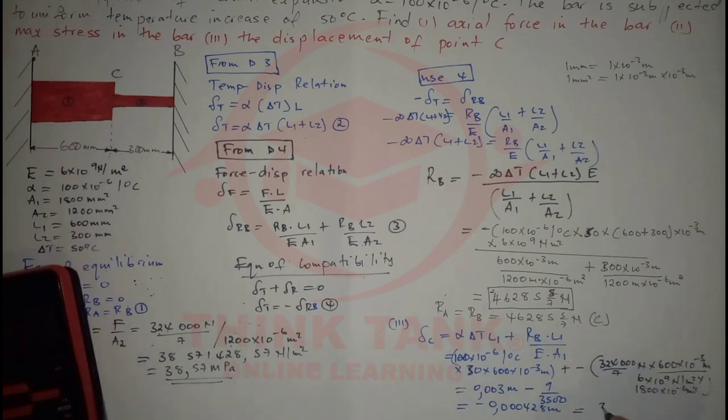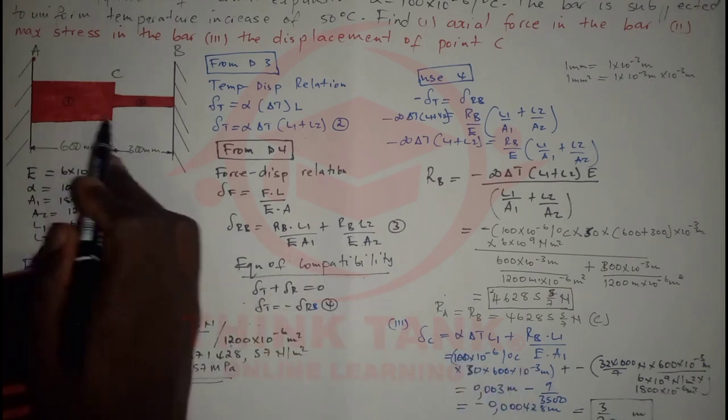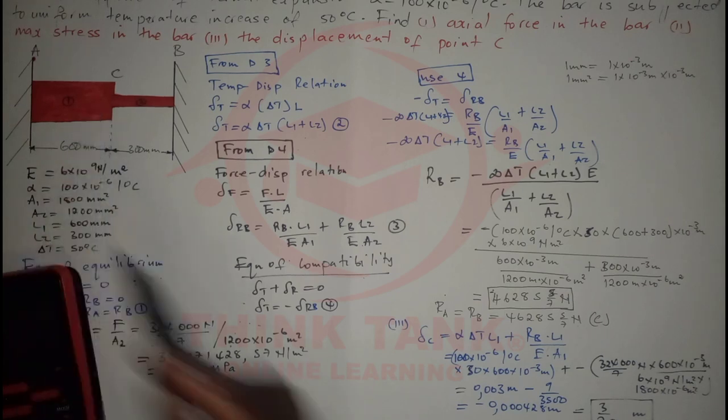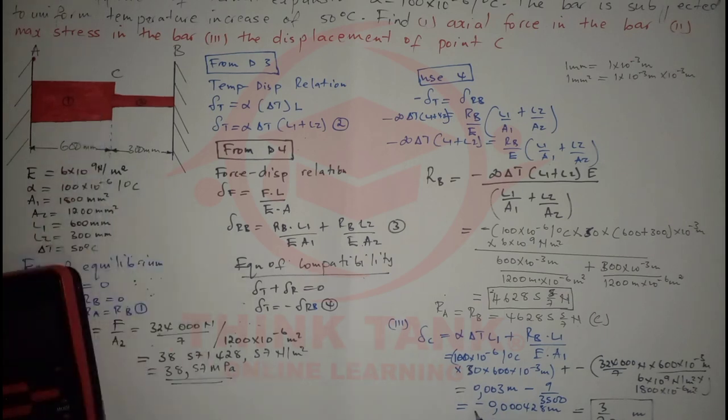Let me write it as a fraction, the magnitude: 3 over 7,000 meters. That is going to be the final displacement. The negative is just showing us that it's going in the left direction. That's going to be the change in displacement of C. It's going to expand, it's going to move back. So this one is just for the direction.